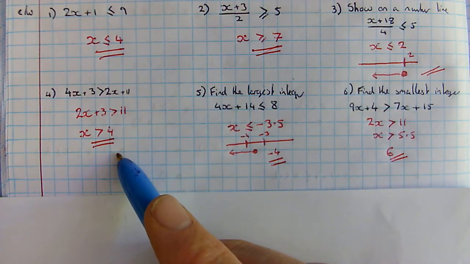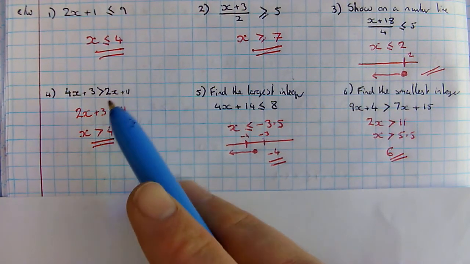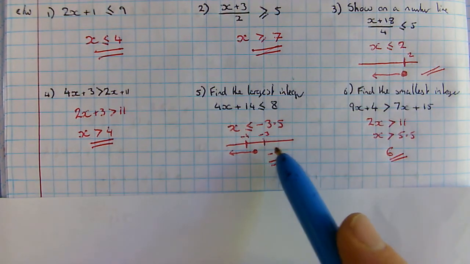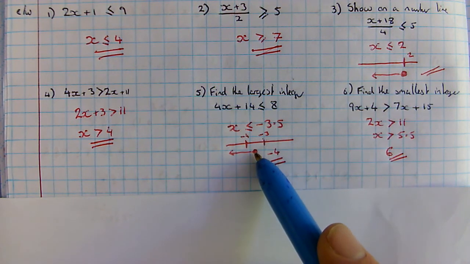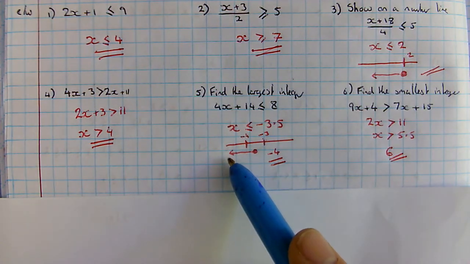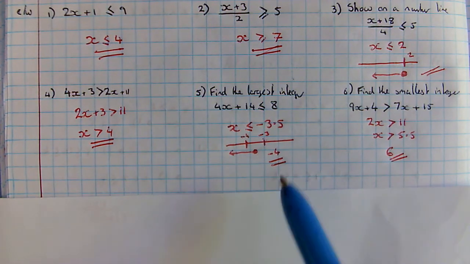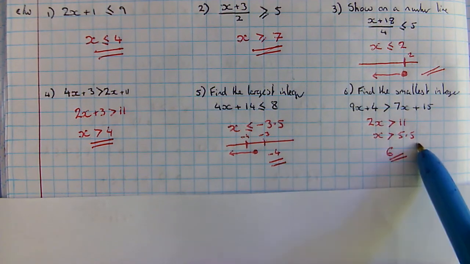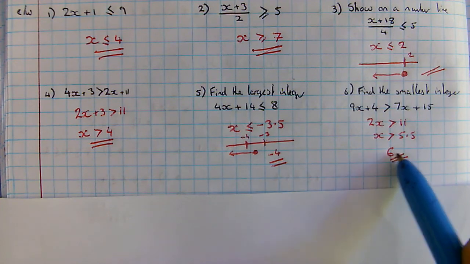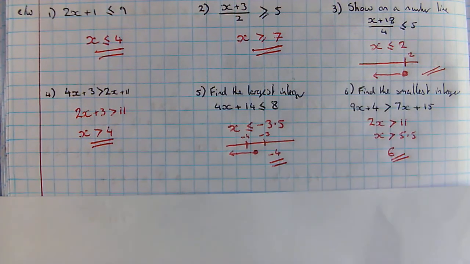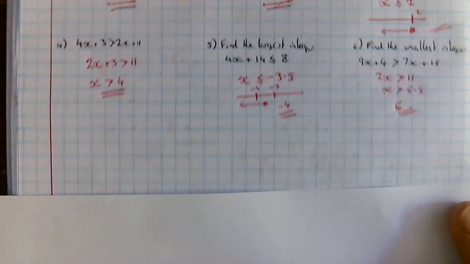Part 4, you've got x is greater than 4. We started by bouncing the 2x over to the left-hand side. For part 5, you would have got x is less than or equal to minus 3.5. So looking at that on a number line, there's minus 3.5. It's going down to the left from here. The largest possible whole number then that it could be would be this number here, which is minus 4. Here you've got x is greater than 5.5. The smallest possible integer there would have been 6. Give yourself a mark, please, out of 6 for that.